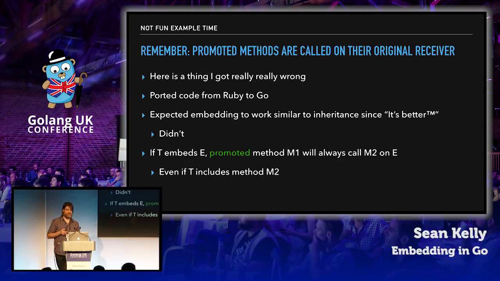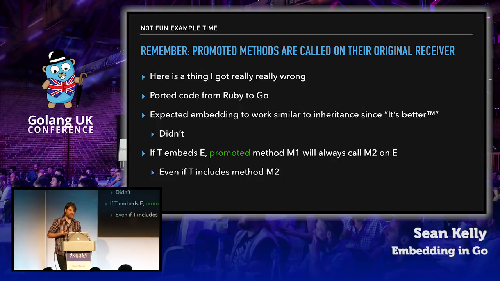We were porting some code from Ruby to Go, and because of the time, everyone had told me embedding is better, it's superior, it works just the same, and you should use it, forget about inheritance, that's the old way, your new life is Go, just take the plunge and do embedding. And so I expected that to just work, and it didn't. And the way that this bites you is like this.